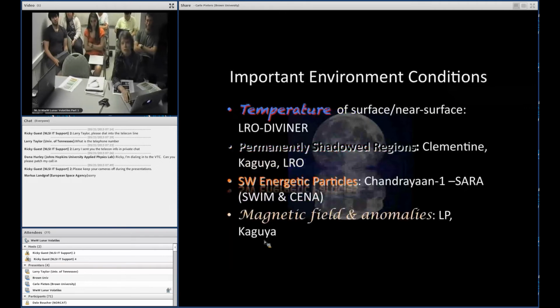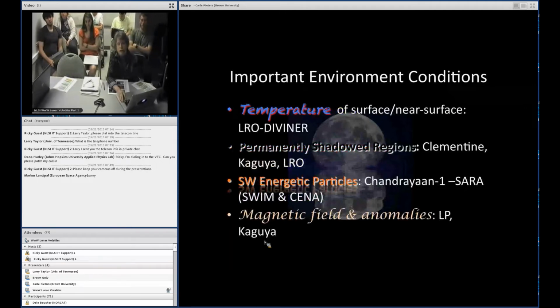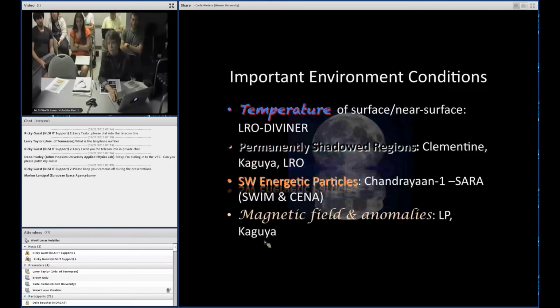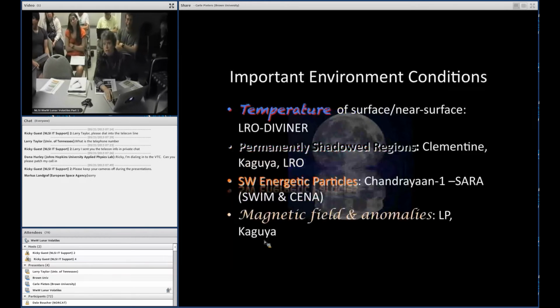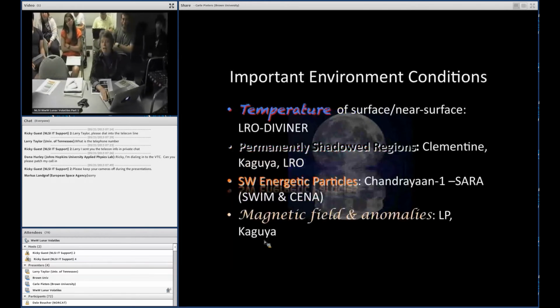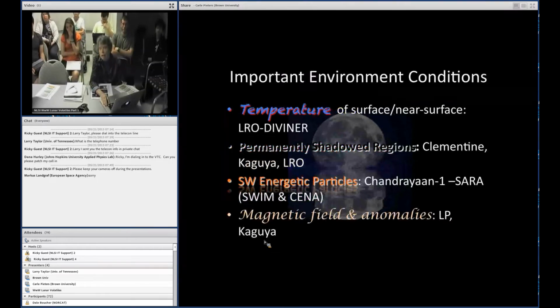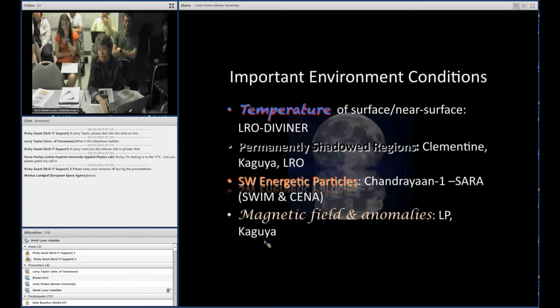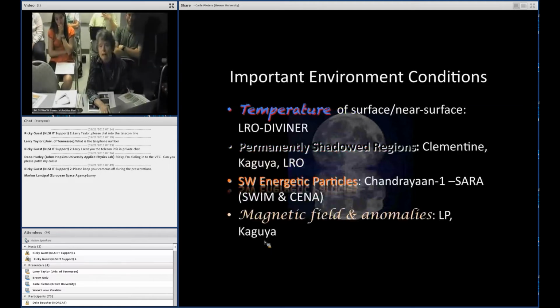Clearly, the temperature of the surface is very important, and I'll just allude to that in the discussion here. It's one of the essential environmental conditions that allow or don't allow volatile species to exist currently on the moon. The permanently shadowed areas, of course, are not a direct detection, but they're very important in an environmental sense.